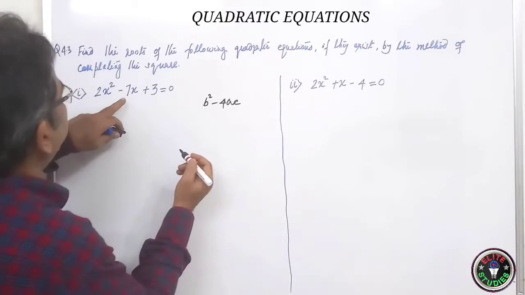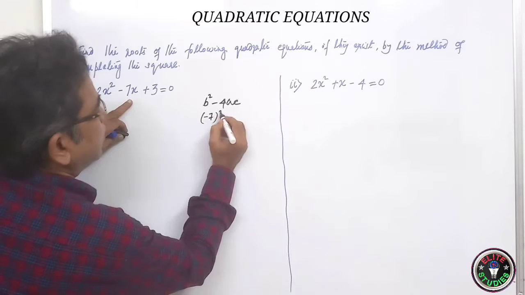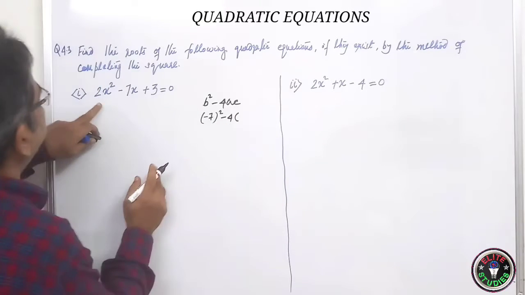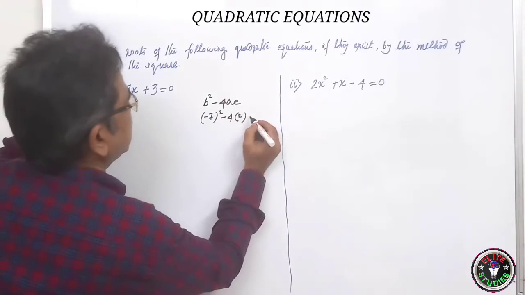So now what is b here? b is minus 7, so you put minus 7 here. Minus 4. What is a here? a is 2. And what is c here? c is 3.